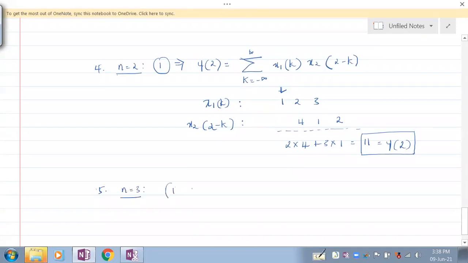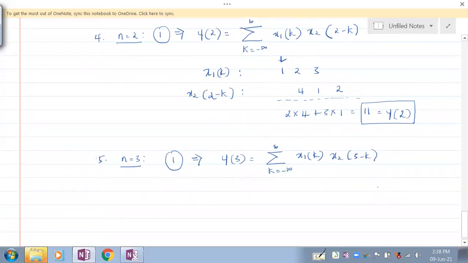So if n is 3, equation 1, that convolution equation would happen to be this: y of 3 is the summation, k running from minus infinity to plus infinity, x1 of k and x2 of 3 minus k. Fine. So let's write x1 of k, which will not change at all because this is not moving. They are comfortably standing there and the other players are moving from the dugout. Okay, so that is this.